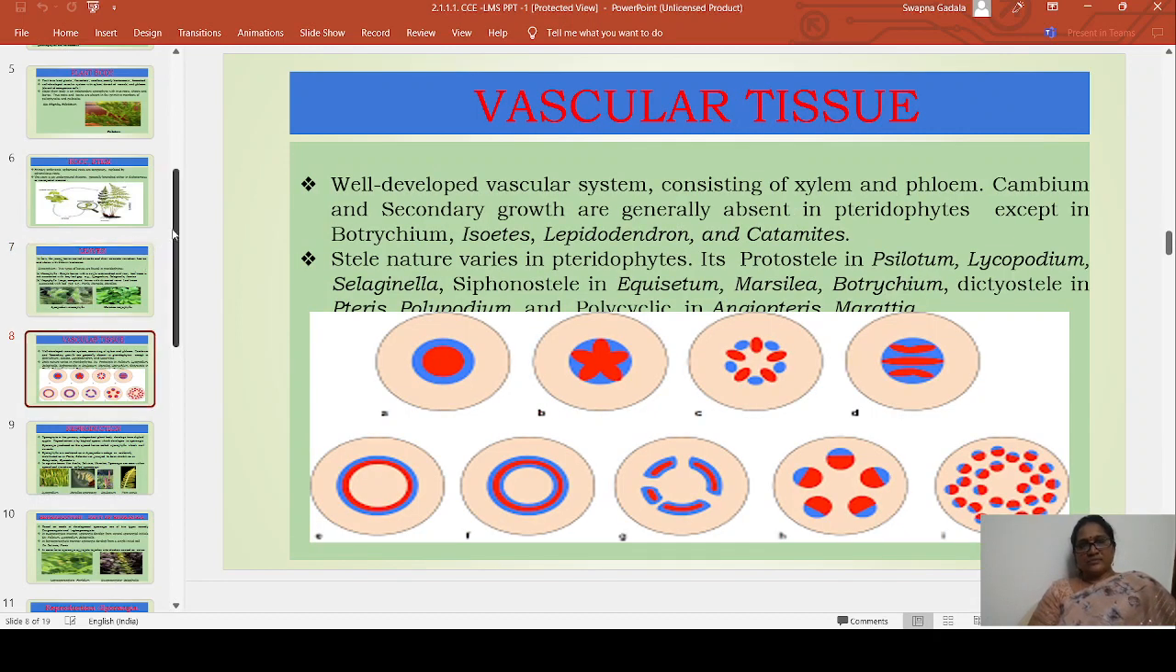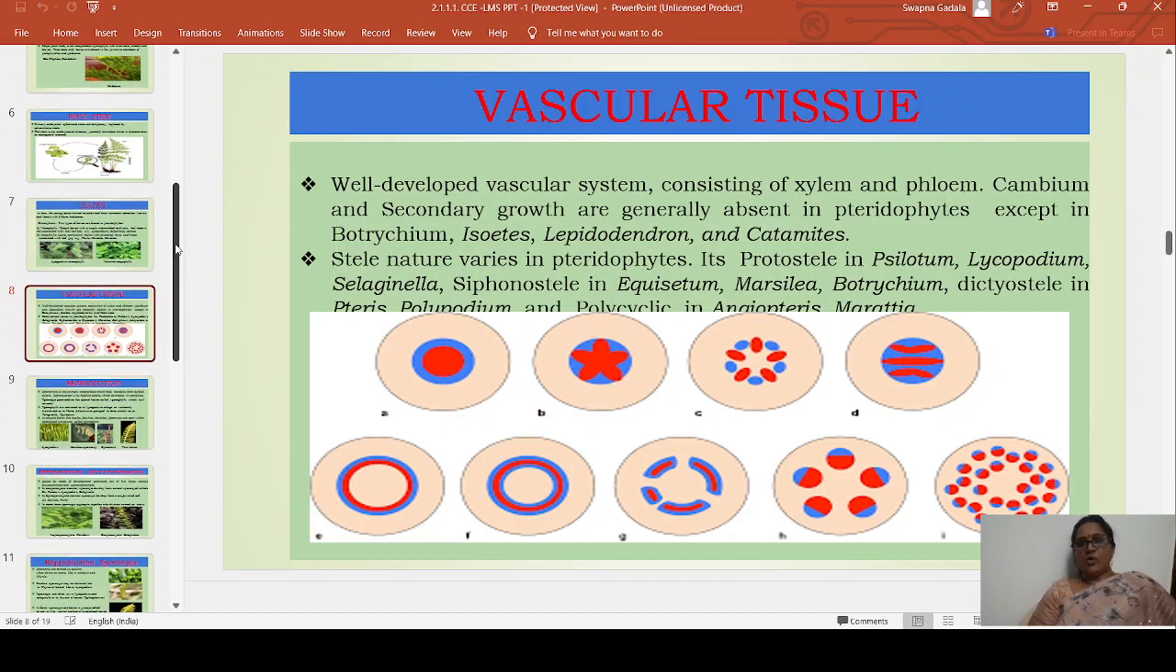And now let us know about the vascular tissue in the pteridophytes. In pteridophytes, we already know that there is a well-developed vascular system consisting of both xylem and phloem. Cambium is generally absent in pteridophytes, and because of the absence of cambium, secondary growth is also completely absent. Except in a few cases like Lepidodendron and Calamites, where you can see secondary growth. But generally in pteridophytes, secondary growth is absent.